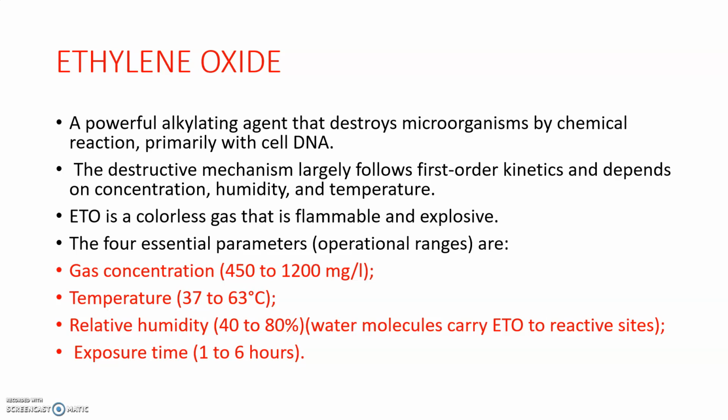The four essential parameters, that is the operational ranges of ethylene oxide, are as follows. It should be maintained at a gas concentration between 450 to 1200 milligram per liter, and the temperature should be in the range of 37 to 63 degrees Celsius. Then comes relative humidity. It should be 40 to 80%. That means water molecules carry ethylene oxide to reactive sites. Now the exposure time should be 1 to 6 hours.